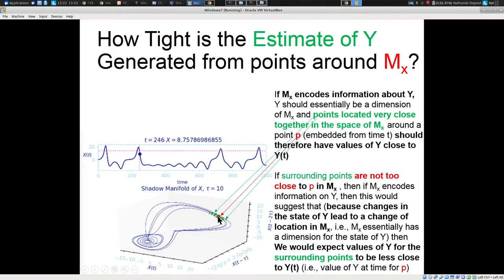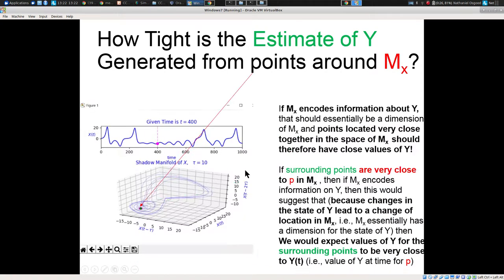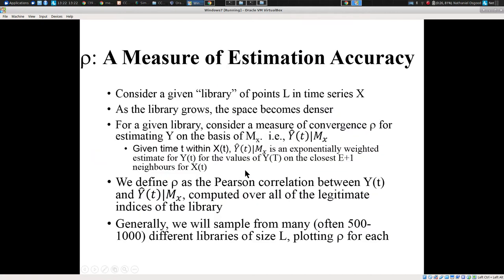this idea that the value of these points around it is close to the value of this red dot. And we're going to see how close it is as we increase the density of the space, as we consider more and more of this time series. And the way in which you do it is we have this correlation coefficient, rho.